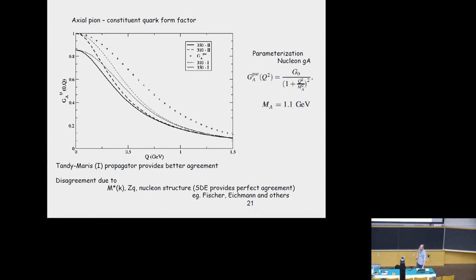How did you get the nucleon in your... This is an unusual parameterization, right, for the nucleon axial form factor. Yeah, this mass goes from 1 GeV to 1.2 or something. So you are taking something from the nucleon? Comparing to the constituent quark, yeah, just to have an idea of the behavior. So eventually all these differences might be corrected with the nucleon structure, right?